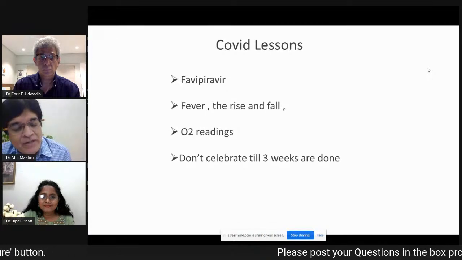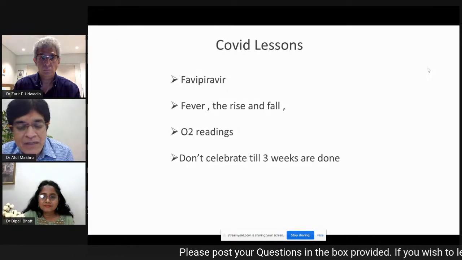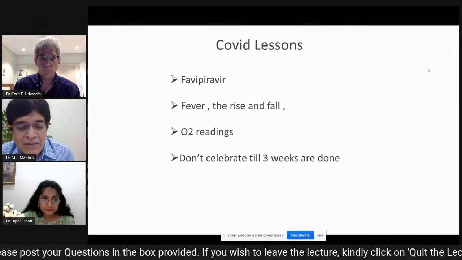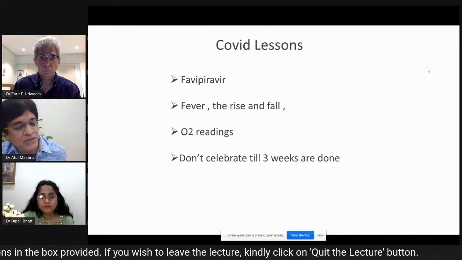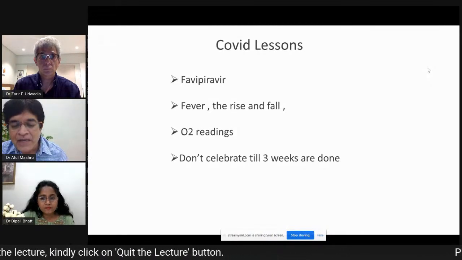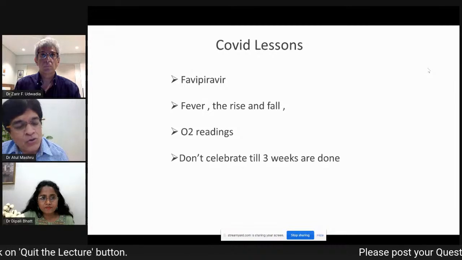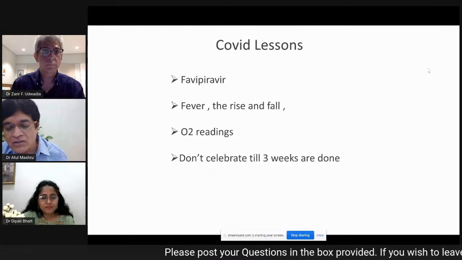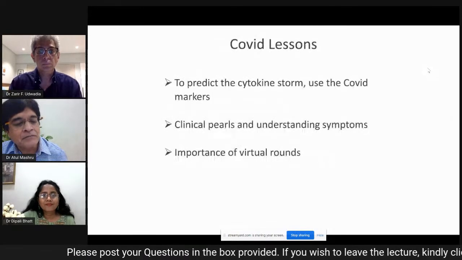Fever may last for 21 days, but high fever is a red flag. Post walk fall in oxygen by 3% needs close monitoring or admission. Don't celebrate till the patient finishes the third week. Anything can happen. Post COVID, we saw one ITP, a facial palsy, lung fibrosis, stroke, DVT.